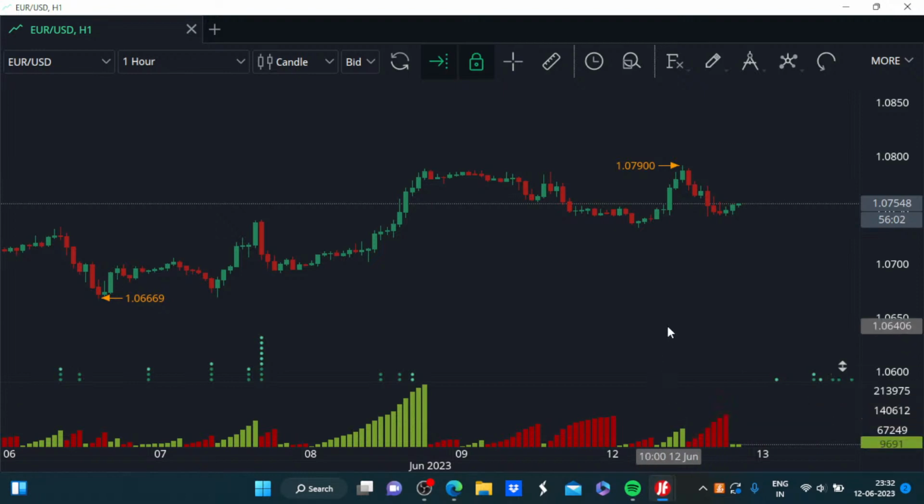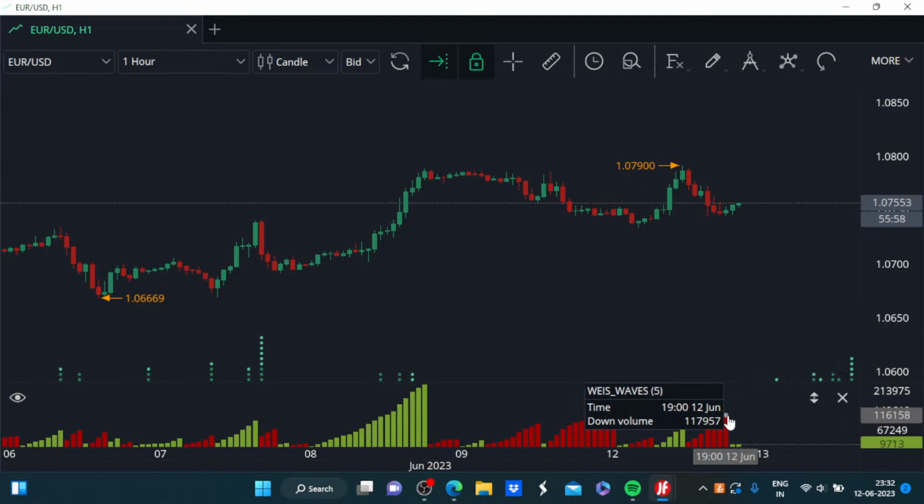So if you feel you want to initiate a buy trade, you can look at the changes of the Weiss waves output value from red to green. You can decide to go for a long trade. From green to red, you can decide to go for a short sale trade.